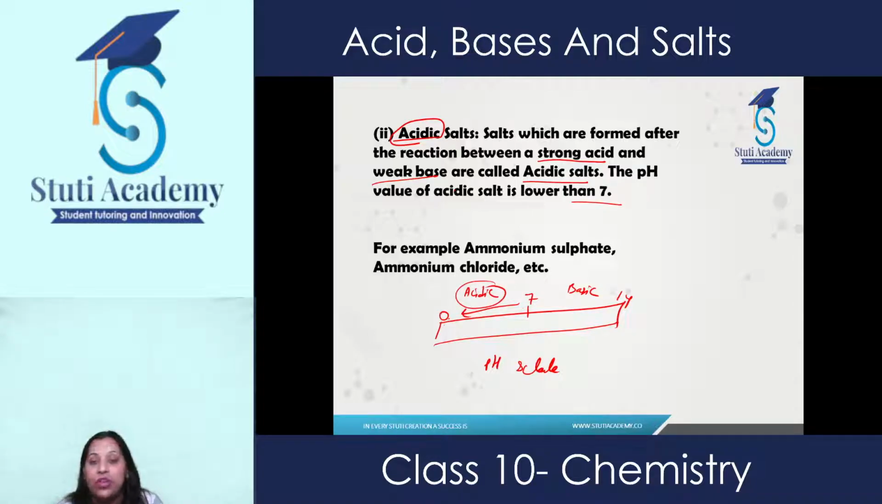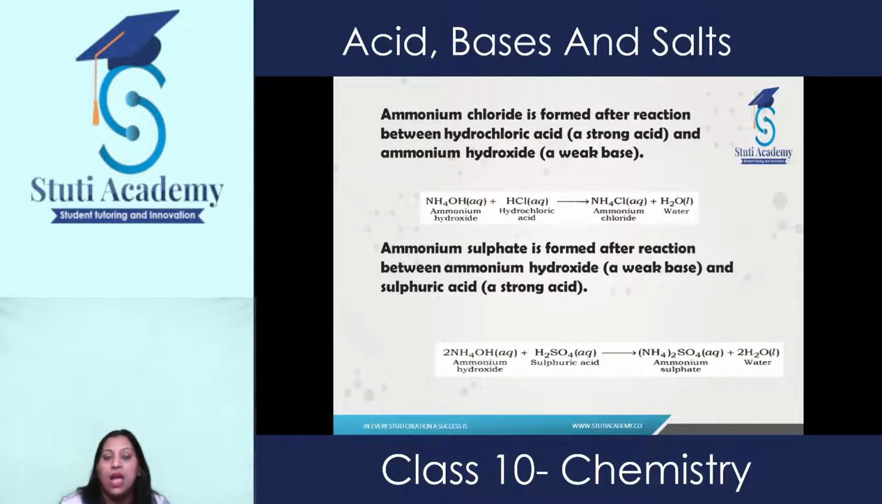And examples of such acidic salts are ammonium sulfate and ammonium chloride. Let's see how they are formed and what type of acids and bases are involved in their preparation. So first is ammonium chloride. It is formed by ammonium hydroxide, which is a weak base, and hydrochloric acid, which is a strong acid. When they react with each other, it results in the formation of ammonium chloride and water.